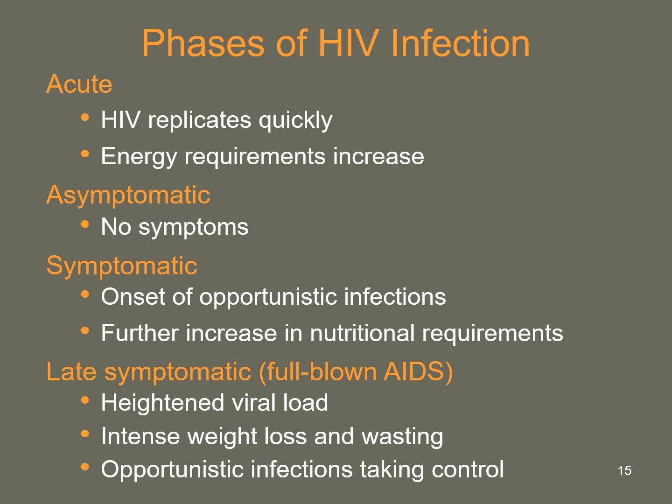So at this stage, you have a heightened viral load, meaning you have a very high viral load. The number of viruses in the blood is too high. Also, secondly, you have intense weight loss and wasting. So you tend to lose weight. I mean, you tend to become slim. You become slim.